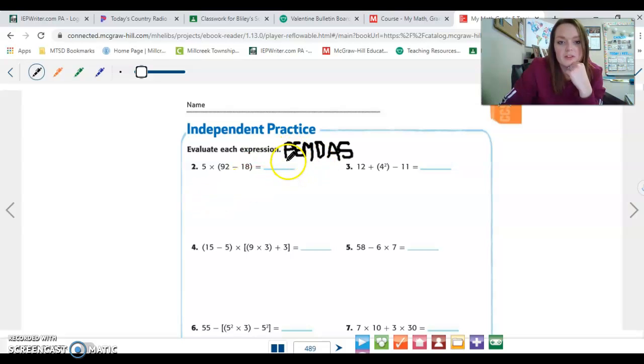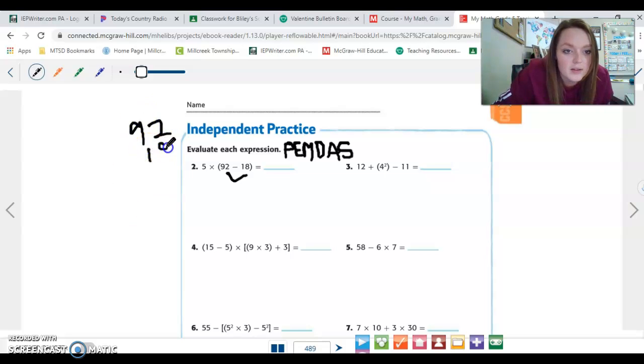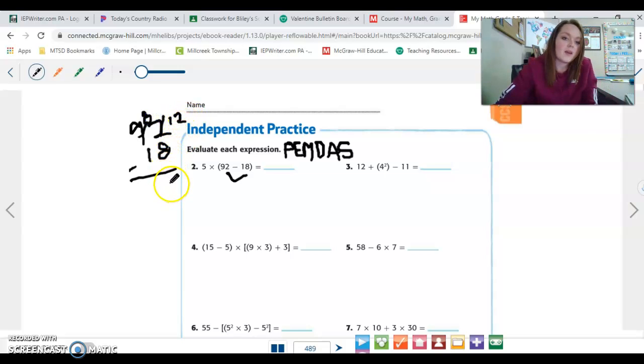Okay, I have parentheses checked. That's the first thing I need to do. Inside my parentheses, I have subtraction. 92 minus 18. Mrs. Blythe might have to do this on the side. 92 minus 18. Can't take 2 away from 8. This becomes a 12. My 9 becomes an 8. Can't write over there, I guess. Okay, 12 minus 8 is 4, and 8 minus 1 is 7, so I have 74.